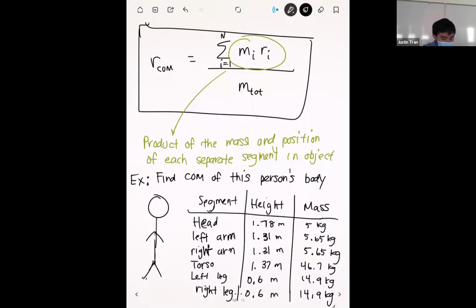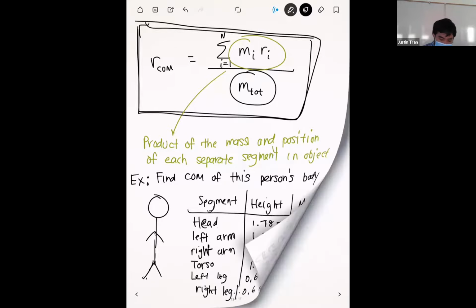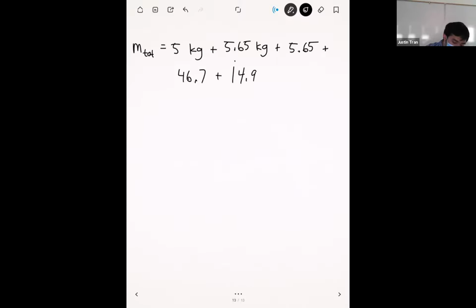Okay, let's start computing things for this formula. First thing we can do is compute the total mass, and that is easy. We can just sum up all the masses. Total mass will be the sum of all the masses in the system: 5 kilograms plus 5.65 plus 5.65 plus 46.7 plus 14.9 plus 14.9. Adding all these together, we get 92.8 kilograms.